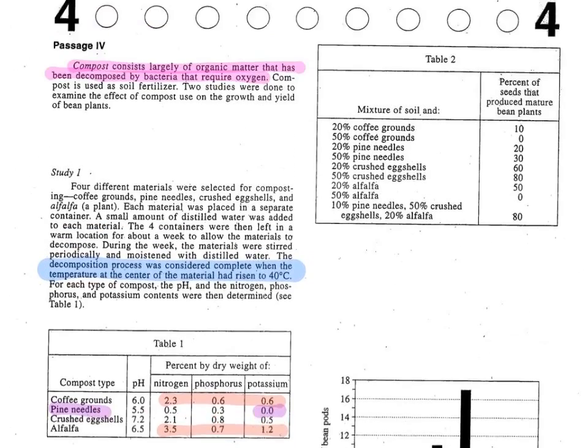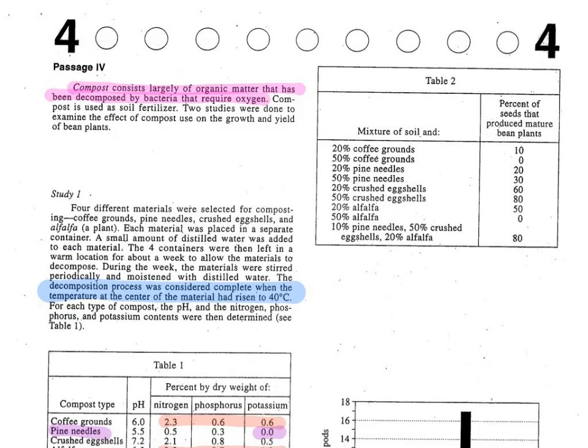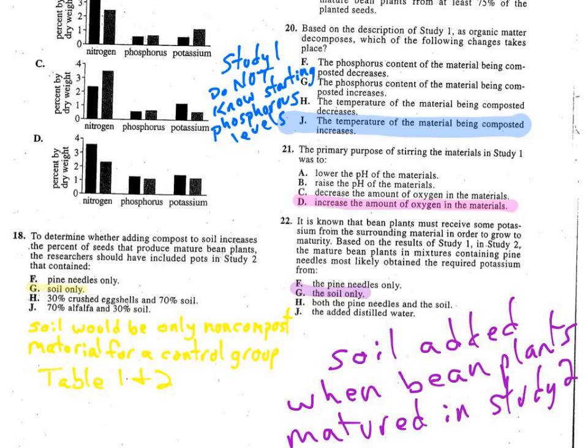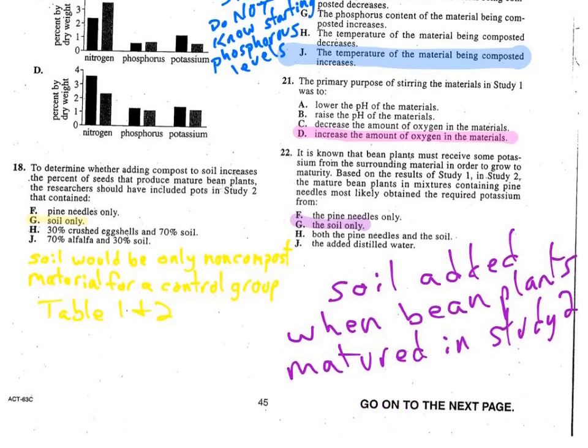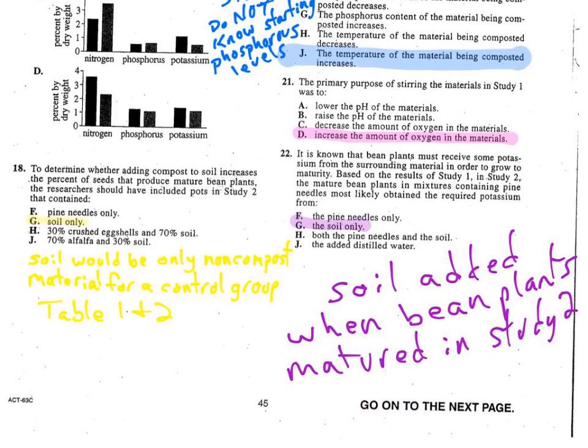And then when we go to study 2, we notice that the samples that did use pine needles in them did have some plants that went to maturity. However, that was going to be because of a mixture of soil within there. There is no potassium from the pine needles. Therefore, for choice 22, we have to say that it was the soil only that gave the bean plants the required potassium, choice G.